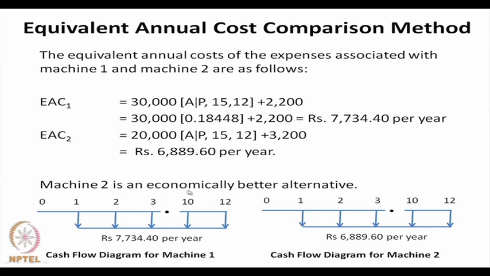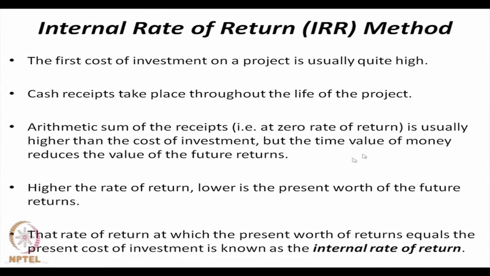Therefore, machine 2 is an economically better alternative. We are getting a similar conclusion as we got by applying the present worth cost comparison method. Now, we introduce the third method, which is called the internal rate of return method. The internal rate of return method is a little more difficult than the other two.